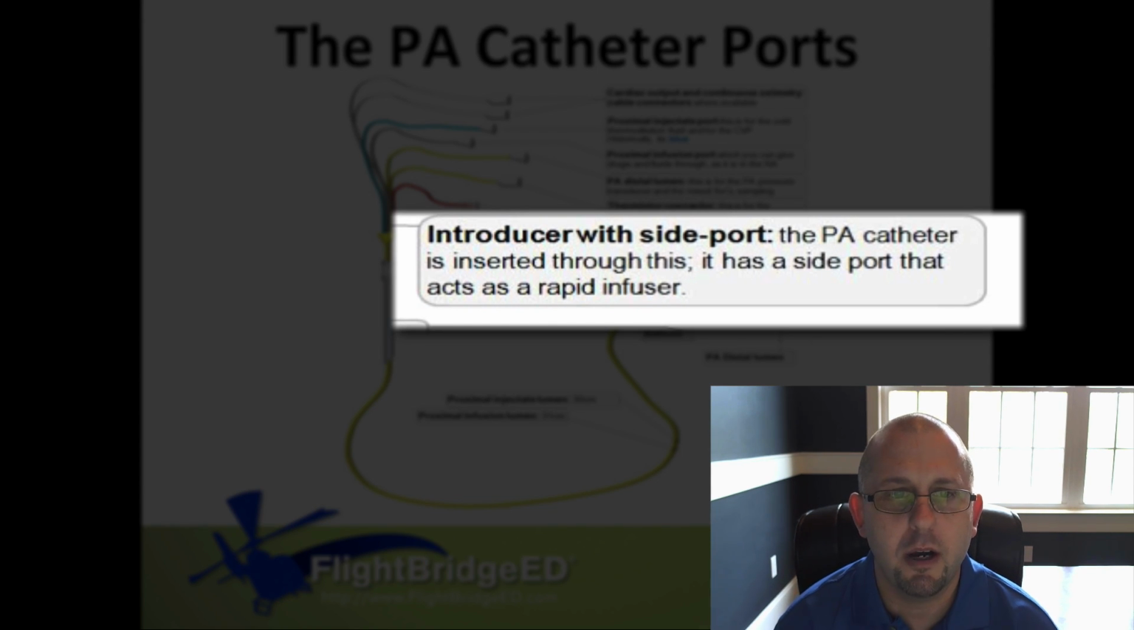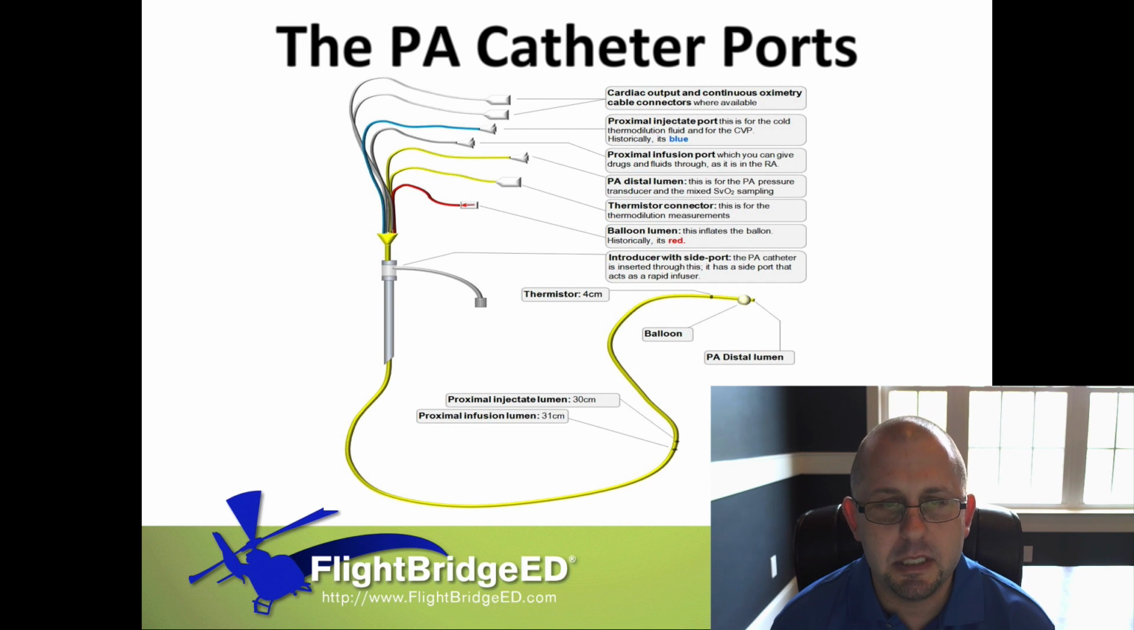It's like a big straw. So if your patient was decompensating and you needed to give a lot of volume very, very quickly, you can infuse it really rapidly through there. And that's going to come out in those 30 to 31 millimeter ports that we talked about, the proximal injectate and proximal infusion ports.